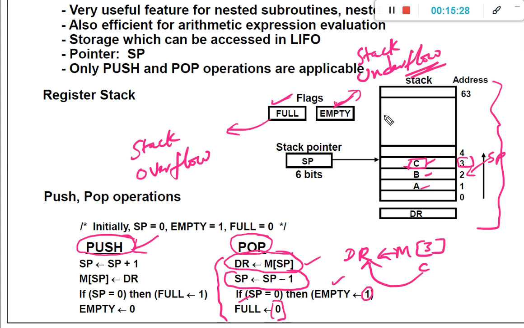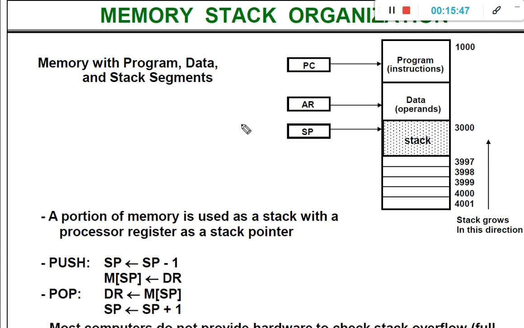In case of the register implementation, all these are registers: 0 register, 1 register, 2 register, 3 register, 4 register, up to 63 registers. Total 64 registers we are using for the implementation of the stack. However, if you use the registers for the implementation of the stack, it will cost too much, because already we discussed that the fastest memory available in the computer is register memory, and the cost of manufacturing this register memory is very high.